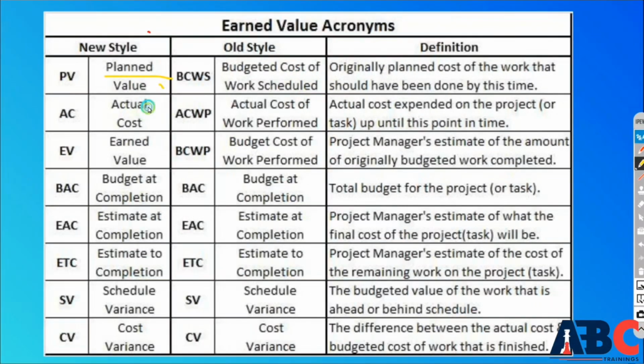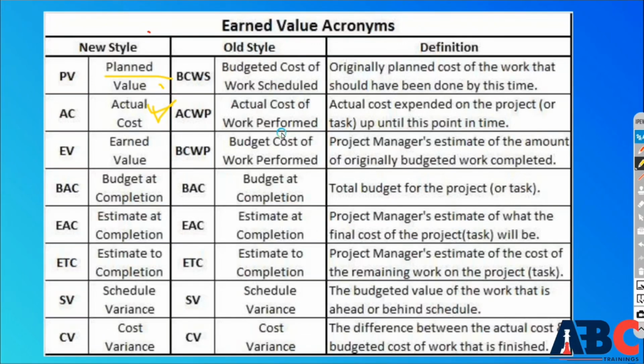Second comes your actual cost. Actual cost of work performed, ACWP. In this, what is your actual cost expended on the project? Means the cost you have spent on the project till now. Means the project you have started, in the middle, till then the value you have spent on that. That value is your actual cost. ACWP, actual cost of work performed.